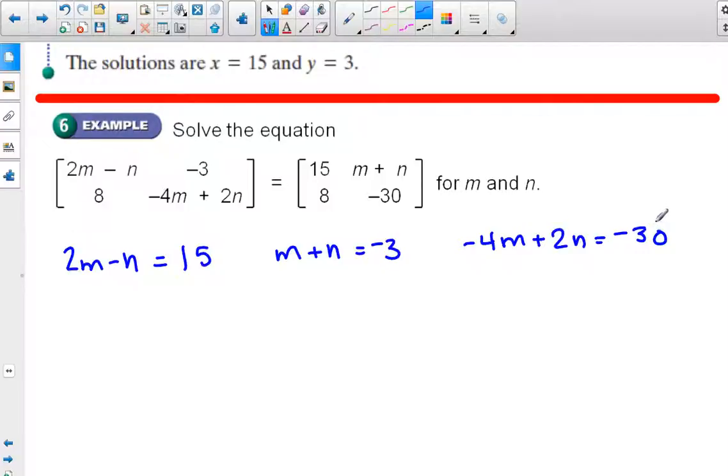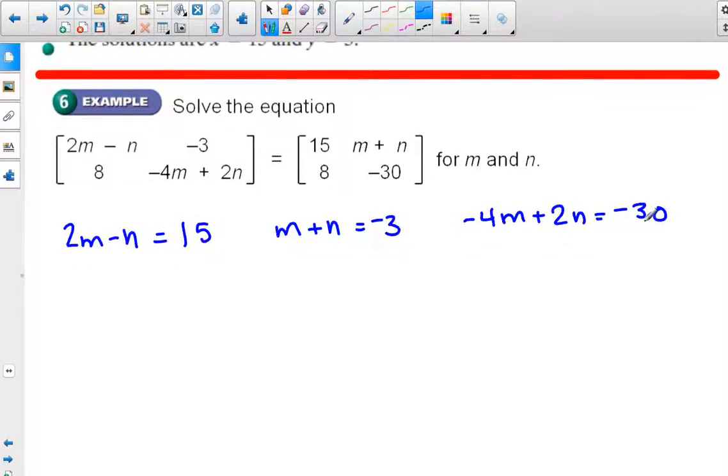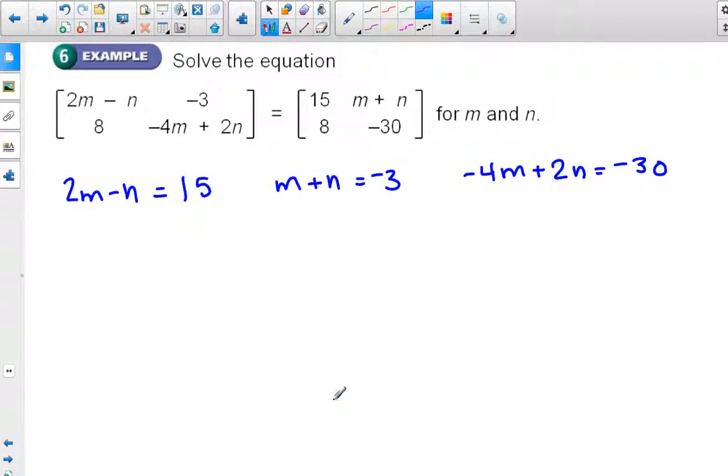Okay, so we have two choices here. We can either use substitution or we can use elimination to solve for the variables. We have to solve for one of the variables before we can proceed. Does not matter which one. Let's go ahead and take a look at this second equation. We'll solve for m. So subtract n from both sides. m equals negative 3 minus n.